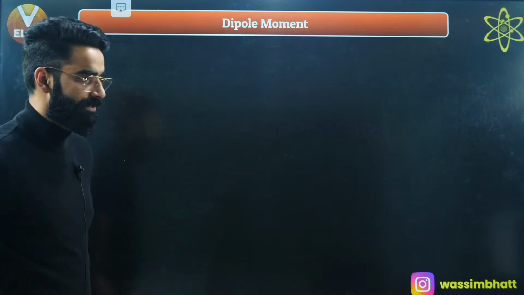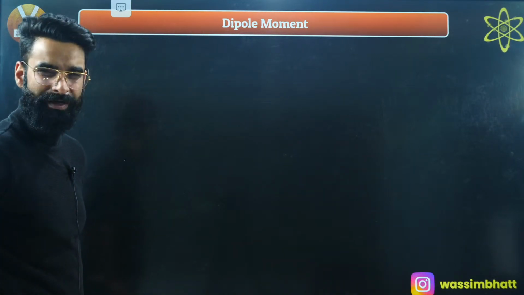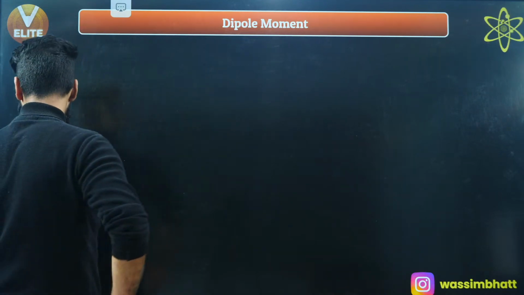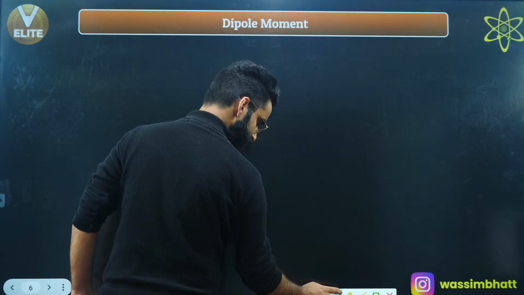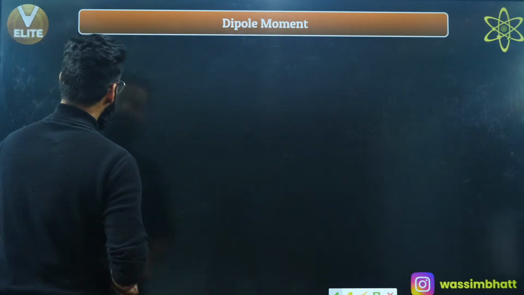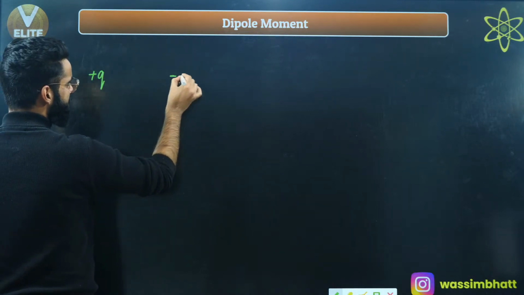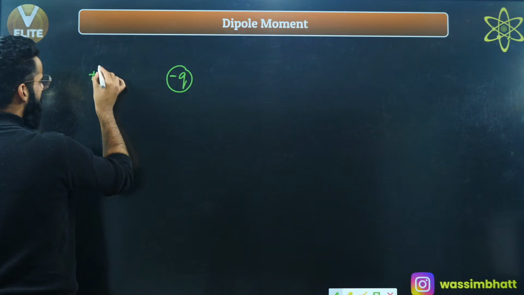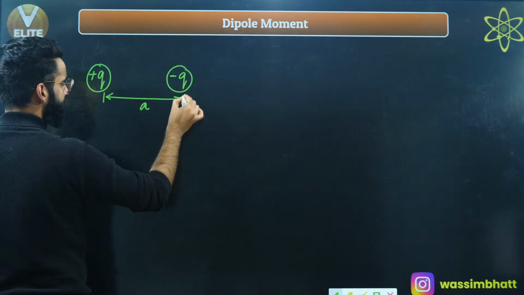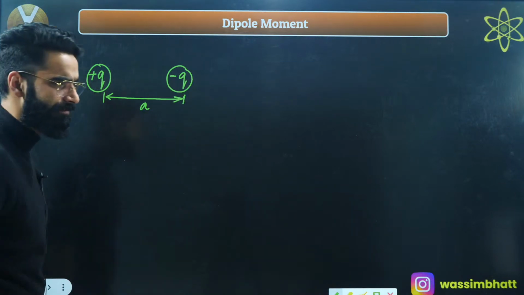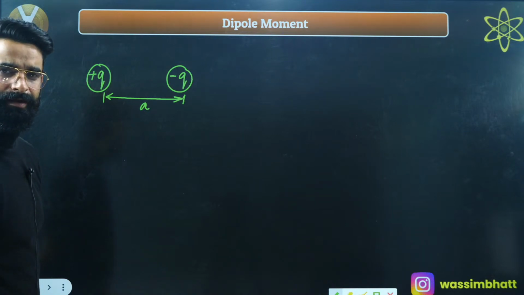All right. So let's move on then to something called dipole moment. Let's see exactly what this dipole moment is all about. Have a look, guys. Let's assume I have 2 equal and opposite charges separated by a certain distance A. Right? Let's assume that. We have 2 equal and opposite charges separated by a certain distance A. Right?